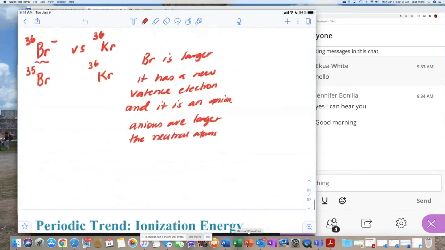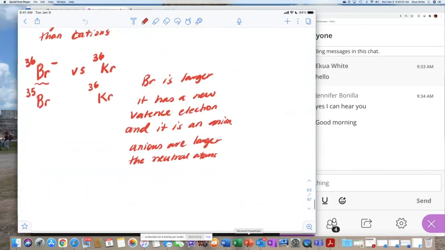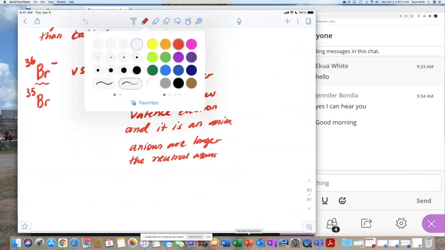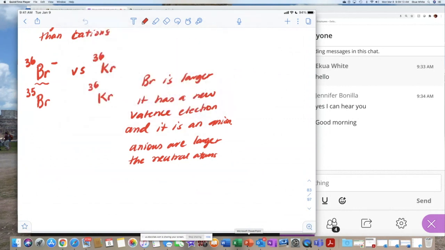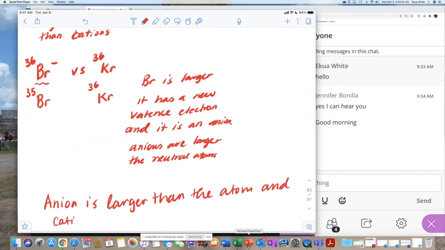Okay, so when we left off last week, we were talking about the size of the atom versus the size of the ion. And the bottom line, as we talked about this last week, is that the negative ion, the anion, is larger than the atom and cation.